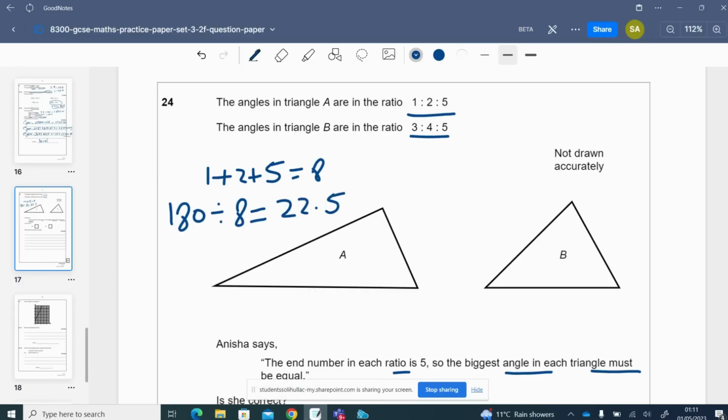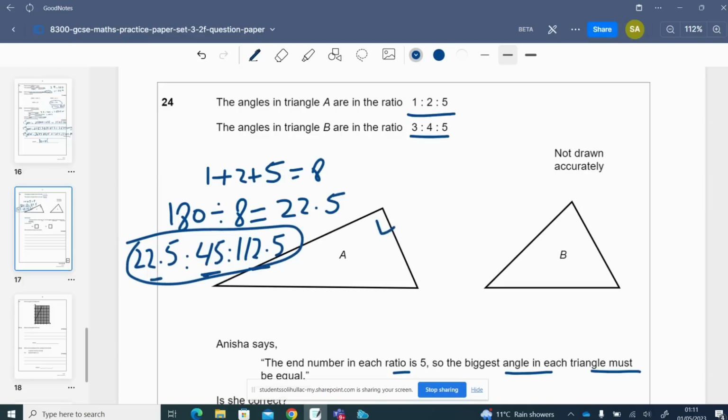Now, if we multiply 22.5 by the ratios, 22.5 times 1 is 22.5, times 2 gives you 45, and times 5 gives you 112.5. So these are the angles of this triangle. One angle is 22.5, the second angle is 45, and the third angle is 112.5.